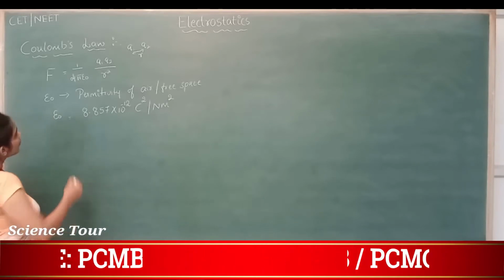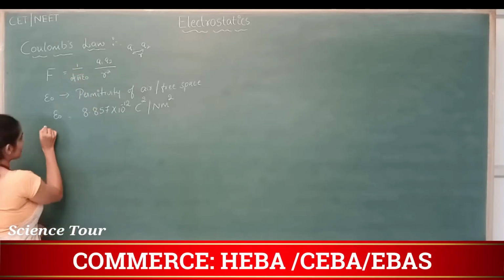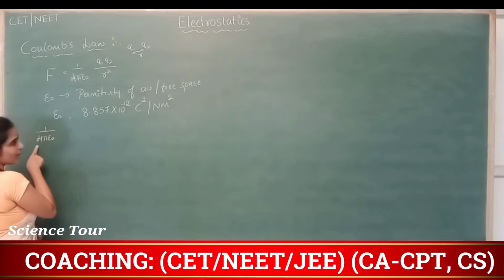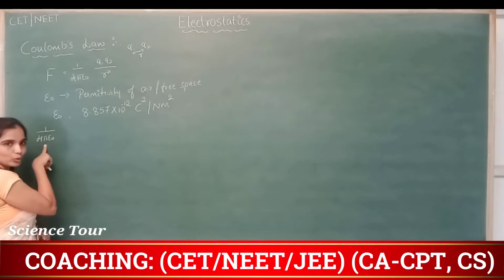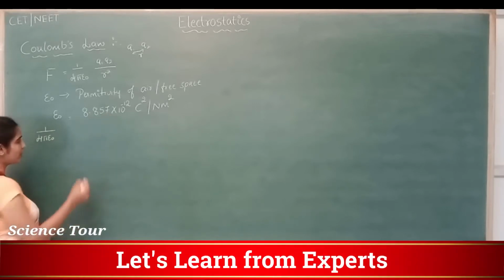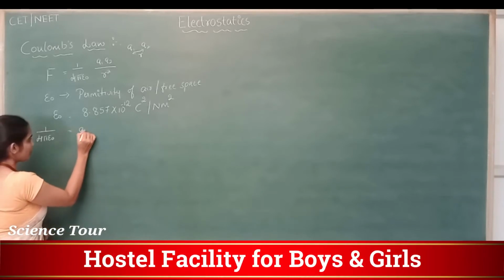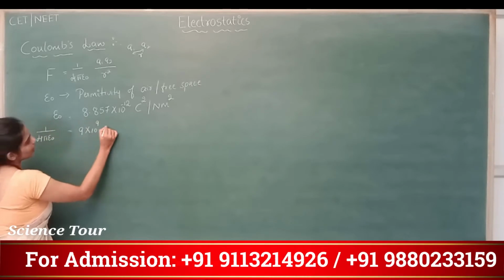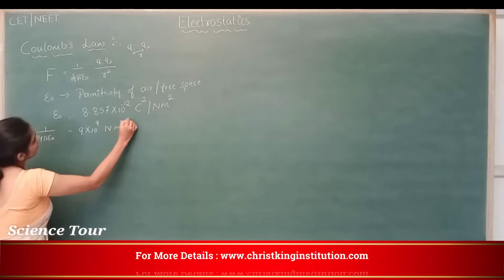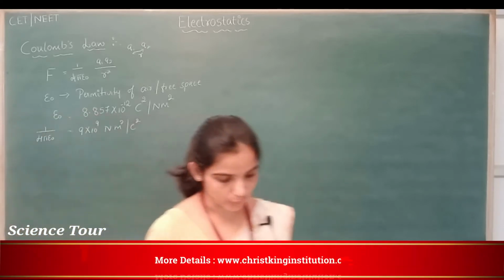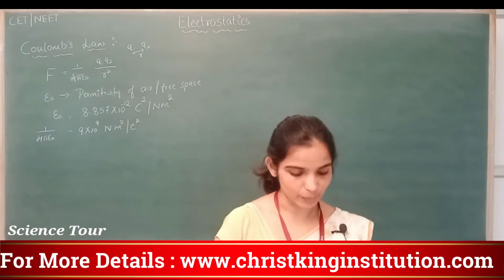Now, what is the value of 1 by 4 pi epsilon naught? That will be a constant, right? 1 divided by 4 into 3.142 into 8.857 into 10 to the power of minus 12 will give you 9 into 10 to the power of 9. And what will be the SI unit? Newton meter square per Coulomb square, right?